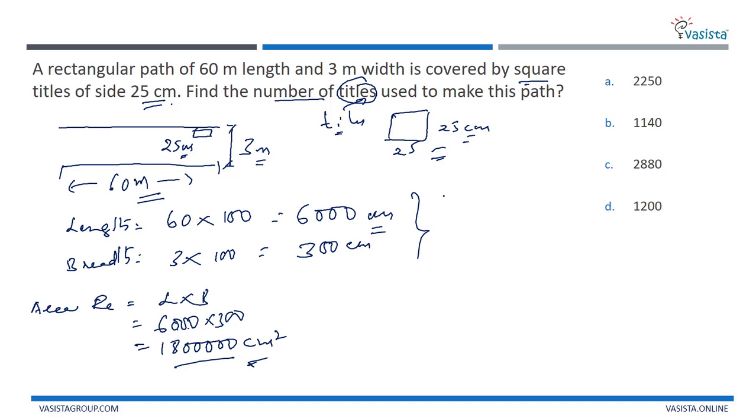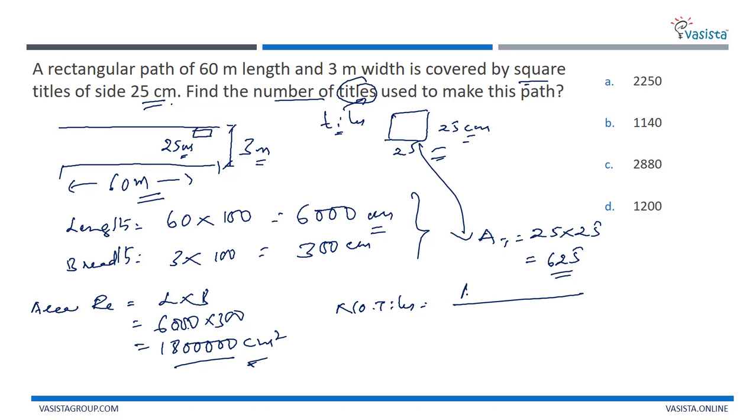Now let us find the area of a tile here. Area of a tile is equal to 25 into 25. 25 into 25 is how much? 625. Now what we are supposed to find? Find the total number of tiles. So the total number of tiles needed to fill the path is what? Area of the rectangle divided by area of the tiles. Okay.